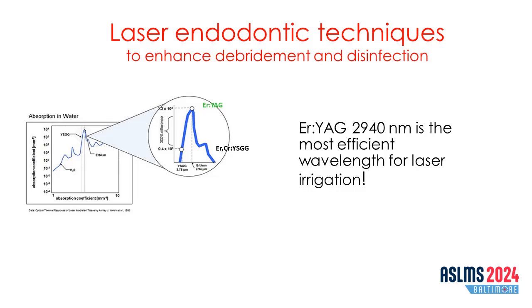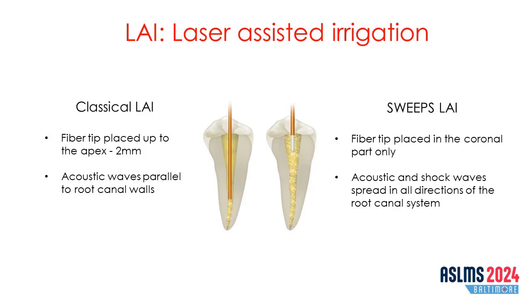There are two types of laser-assisted irrigation. One is classical laser-assisted irrigation, where the fiber tip is positioned deep, up to the apex, and acoustic waves are formed exactly at that point. The risk of this type of irrigation is that there can be extrusion, which is not desired. In the latest, what we call SWIPS laser-assisted irrigation, the fiber tip is placed in the coronal part, and acoustic waves and shock waves are spread from that fiber tip.